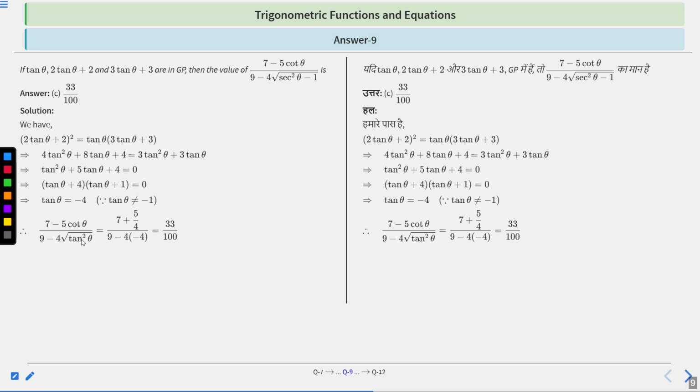Therefore (7 minus 5 cot theta) upon (9 minus 4 root over tan square theta) is equal to (7 plus 5 by 4) upon (9 minus 4 into minus 4), right? After solving this, you will get 33 upon 100 is the right answer. Got it? Therefore option C is the right choice. 33 upon 100. Got it?